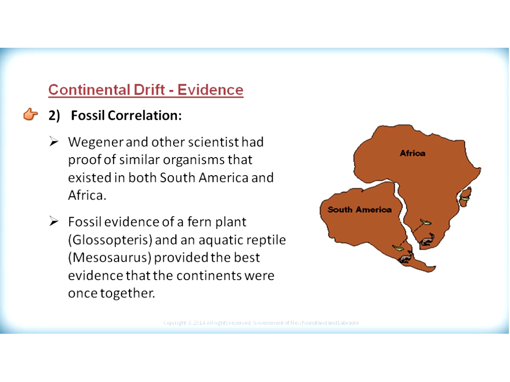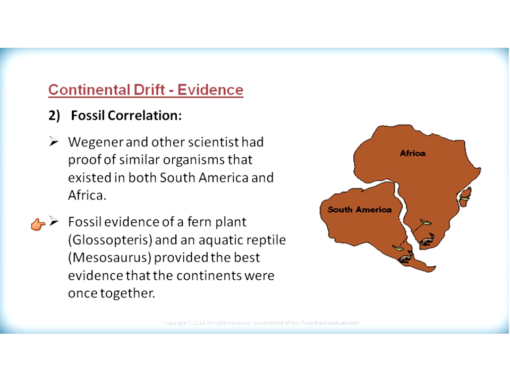The second piece of evidence to support continental drift is fossil correlation. Wegener and other scientists had proof of similar organisms that existed on neighboring continents. And in this case, we will focus on South America and Africa once more. When we look at South America and Africa, when they're fit together, not only do their coastlines tend to fit together pretty closely, but we also see evidence of fossils in the rocks on neighboring continents that are continuous across both continents.